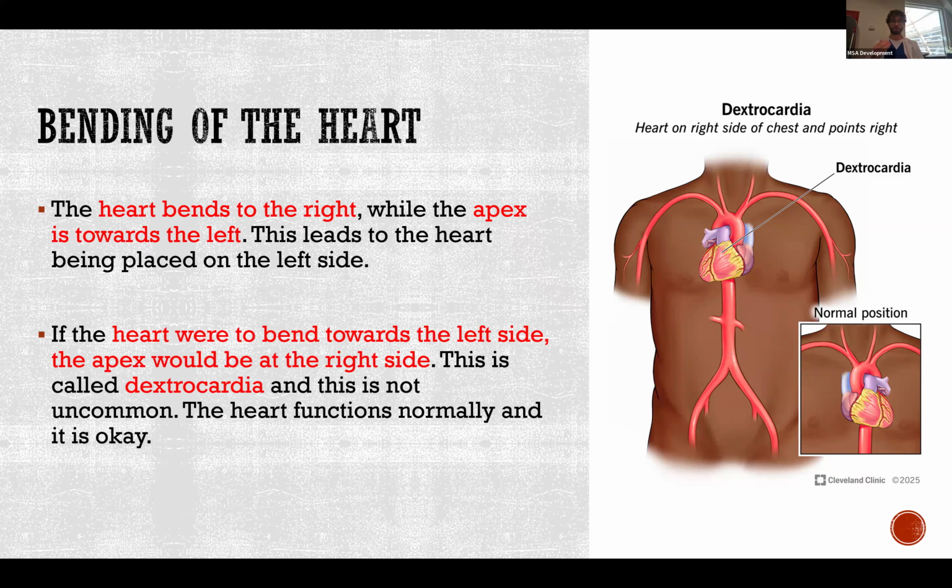Okay? Now, let's say this was the complete opposite. If the heart bends toward the left, what will happen to the apex? It will be on the right side. Well, this is abnormal. It's called dextrocardia. So dextrocardia is when the heart bends to the left, causing the apex of the heart to be on the right side. As you can see in this image, it simply means the heart's apex will be on the right. It doesn't really have any functional abnormalities. A lot of people can live normal lives with dextrocardia.